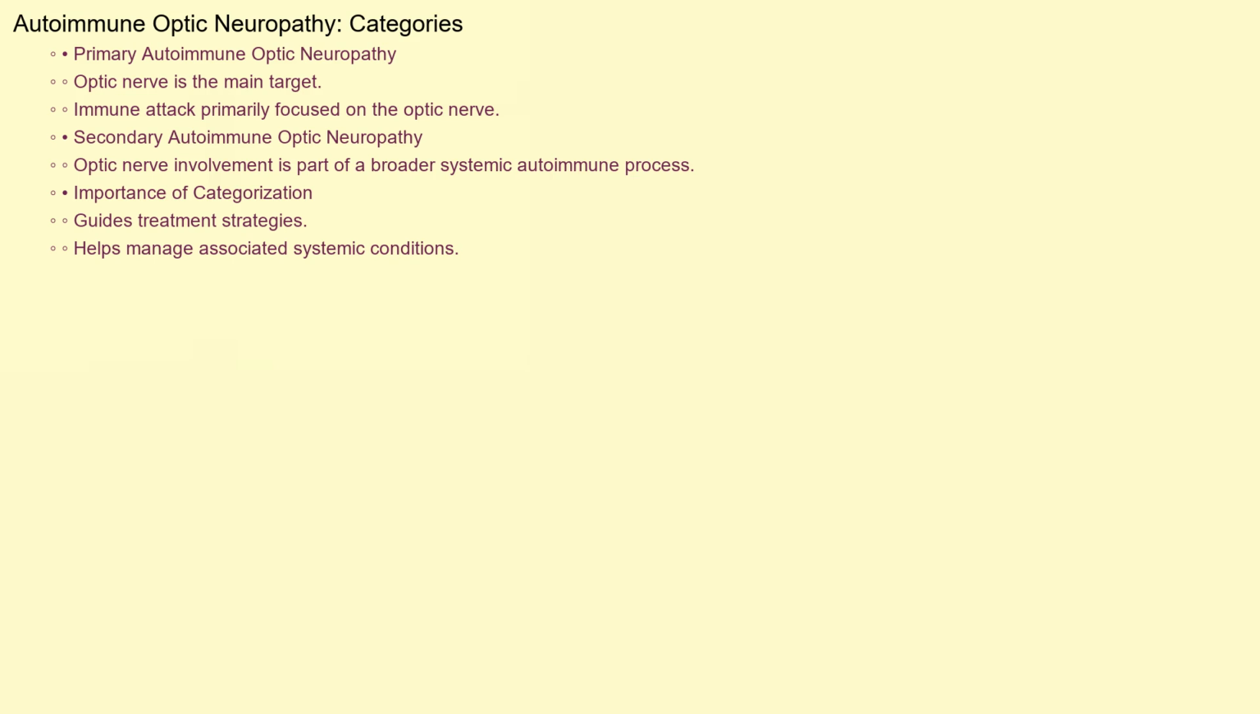While autoimmune optic neuropathy doesn't have strictly defined subtypes like some other diseases, it can be broadly categorized based on whether it occurs as a primary autoimmune condition or secondary to another systemic autoimmune disease. In primary cases, the optic nerve is the main or only target of the immune attack. In secondary cases, the optic nerve involvement is part of a broader systemic autoimmune process. Understanding whether the condition is primary or secondary is important for guiding treatment strategies and managing associated systemic conditions.